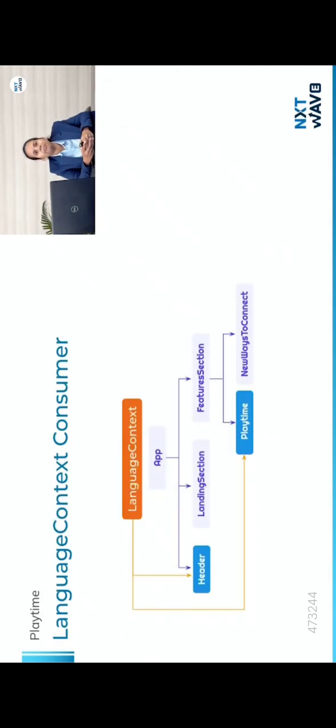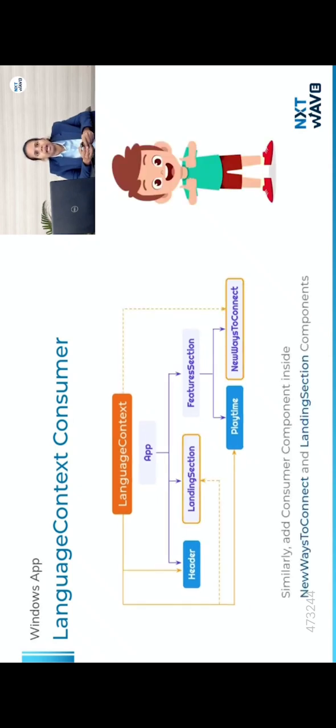Now we have made use of the language context in the header component and also in the playtime component, right? Similarly, you can see how you can make use of the language context in the landing section and in the new ways to connect. It's very similar, so just try to implement them in the landing section and the new ways to connect. So far we understood how to make use of the context value, right? Let's just include them into the landing section and new ways to connect.